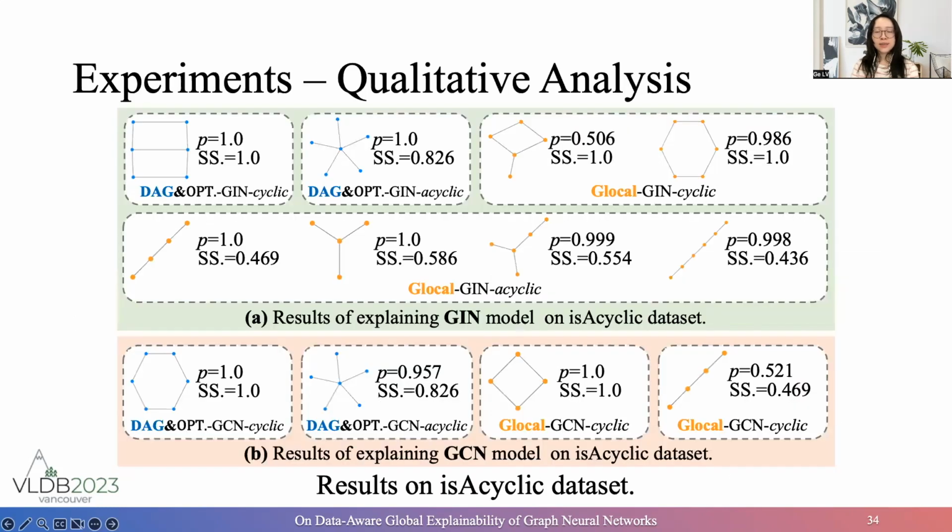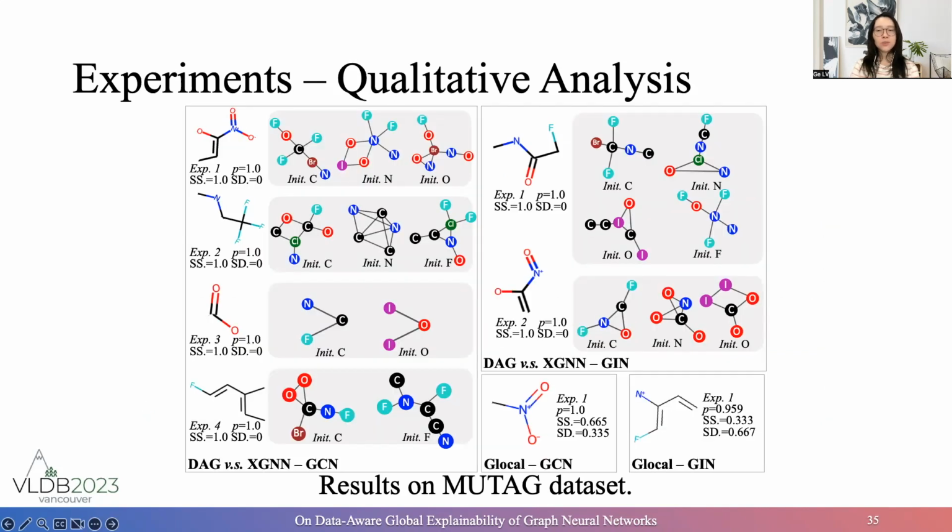For the qualitative analysis, we visualize the result on the Acyclic dataset. The dataset has two classes. One is the cyclic class, which contains grids, cycles, and ladders. The other one is the acyclic class, which consists of stars, trees, and paths. DAG Explainer finds a ladder structure for the GIN model and a ring structure for the GCN model as cyclic explanation. Meanwhile, the method outputs a star-like structure as acyclic explanation for the two GNNs, which concisely summarizes the generation rule of the synthetic datasets.